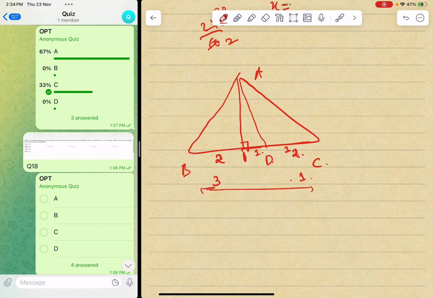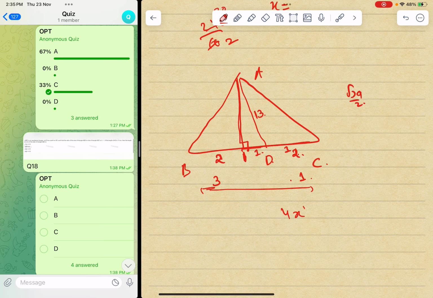Divide it in the ratio 3:1. Okay, so this is 1. This side is AD, we know. AD is 13. The height of an equilateral triangle is root 3a by 2. Now we are supposing the total side to be 4x. This is x we got, so 4x equal to root 3a by 2.